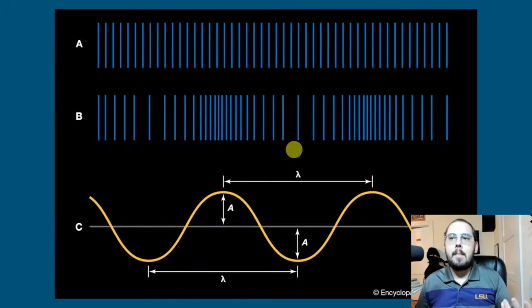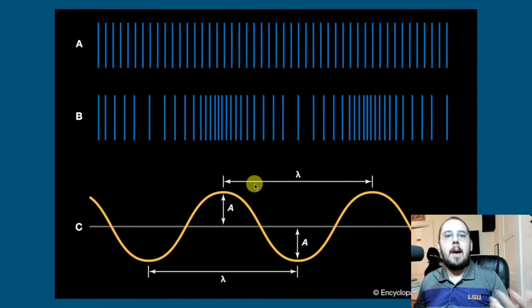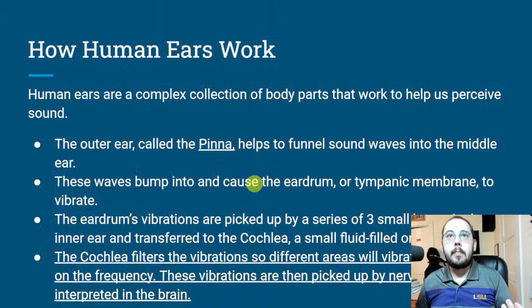We can represent this with a waveform diagram. Essentially, if this is air, whenever the pressure is high, it's higher on the waveform. Whenever it's low, it's lower. Again, that's what this curvy line represents. This is basically the most common way that audio is represented on the computer, just so you know.